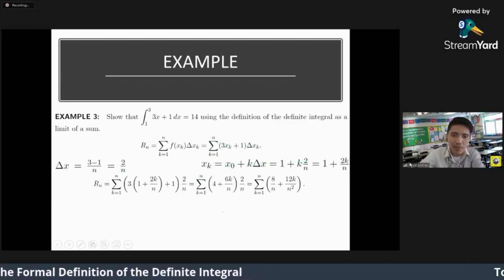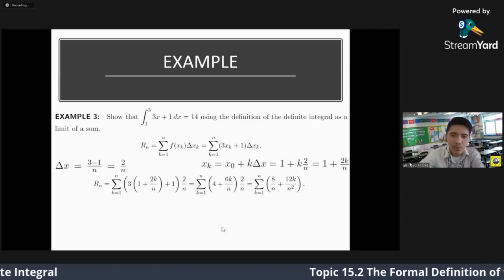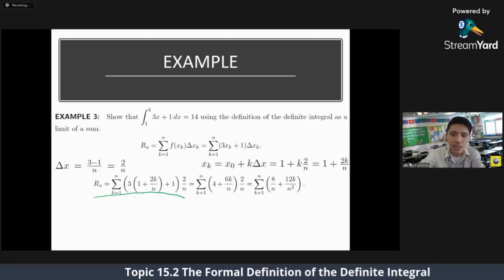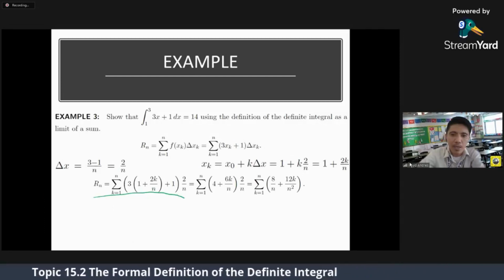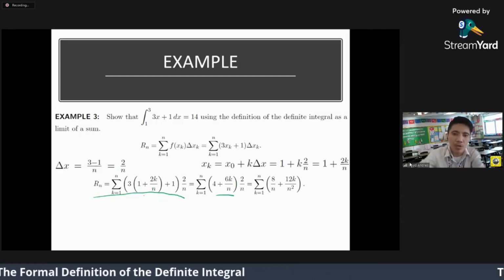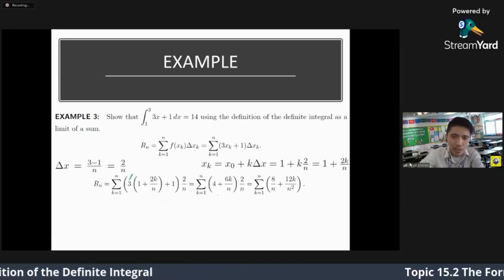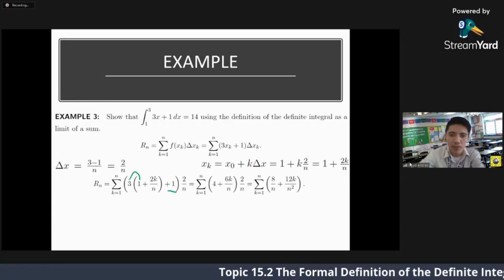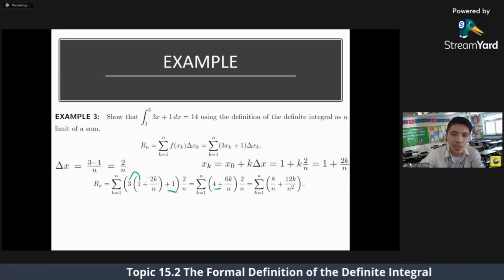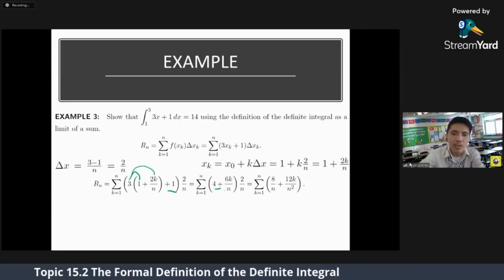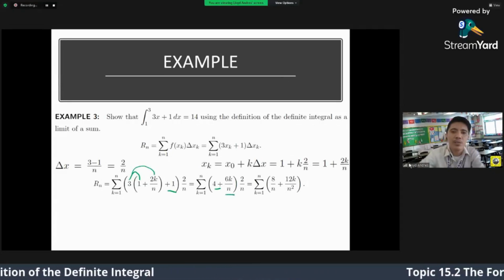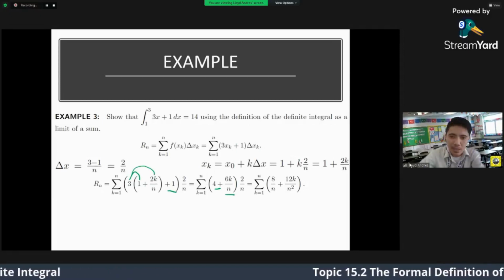Next, from here, we simplify. Simplifying this will become this. Where does the 4 come from? Actually, we just distribute the 3. That's 3 plus 1, which becomes 4. Next, distribute the 3 here, and we get 6k over n. Then times 2 over n.